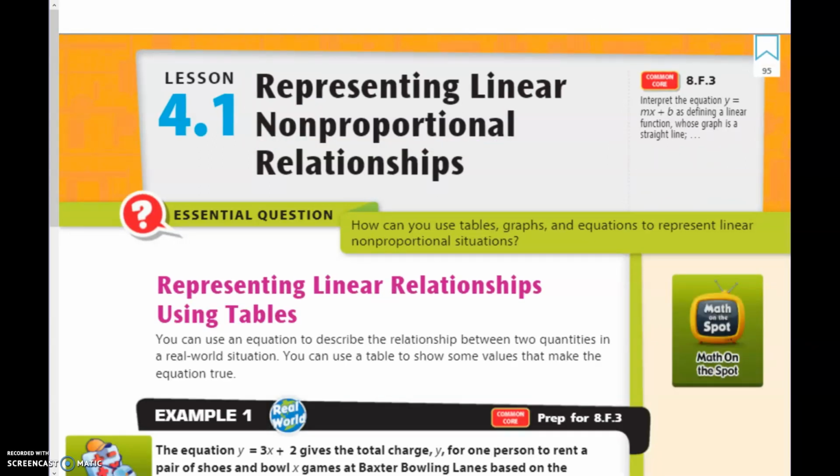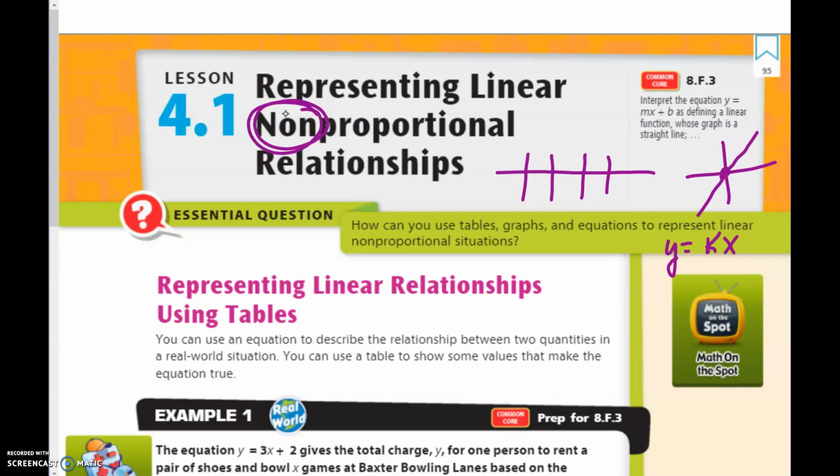So let's read here. Essential question: How can we use tables, graphs, and equations? So when we were doing proportional relationships, we did things like this where we had a table. We did things like this where we had a graph. And remember, for the graph, it was fairly easy because it went through that origin. And we represented things as equations where we wrote y equals kx. So we're going to be doing the same thing, but we're going to be talking about non-proportional relationships.